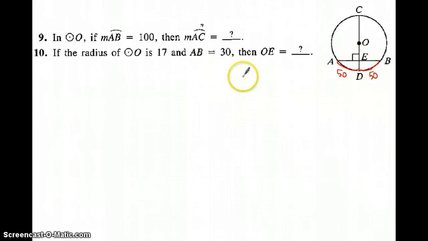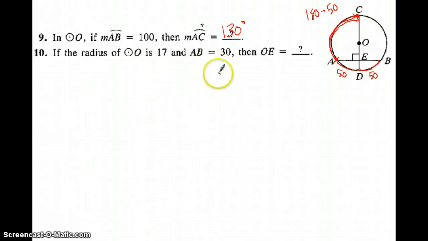Then the measure of arc A to C. Okay, that's what we're looking for. What's the degree measure of that arc? Well, if this is a diameter, and it is because they tell us it goes through O, then from C to D would be 180. So what's left here from C to A is just 180 minus 50, all right, 130 degrees.